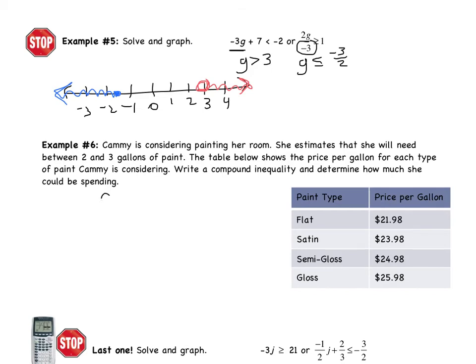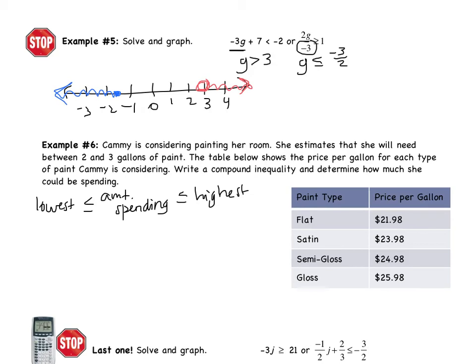Okay, so we're looking at the amount that Cammie could be spending. We're going to need to find out the lowest amount that she could possibly be spending and the highest amount that she could possibly be spending. This is going to be an AND situation, one of the situations where it's the same inequality, because she's going to be spending somewhere in a range.